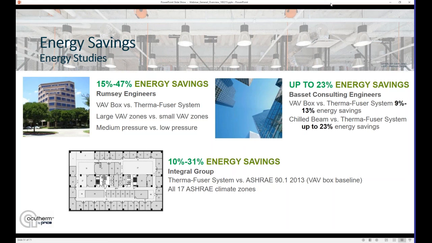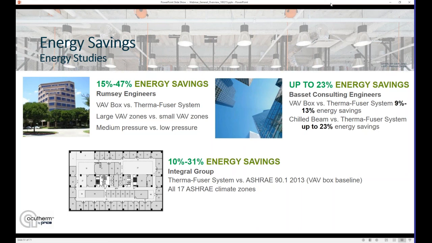The next study there on the right, I like to throw in because it not only compared the Therma-Fuser diffusers to a VAV box system, but also to an active chilled beam system. This study was projected over 3 different climate zones. And as those climate zones required more and more heating, the Therma-Fuser system became up to 23% more energy efficient than the chilled beam system.